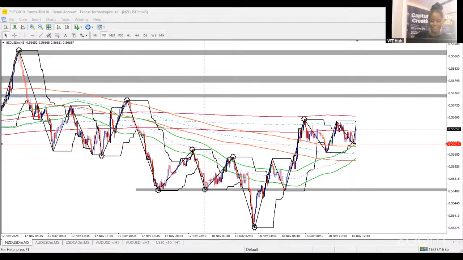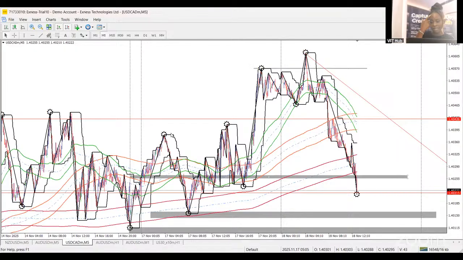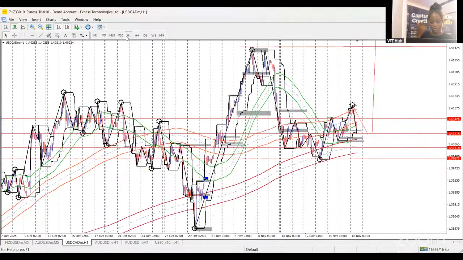Okay, so let us now look at what the market has done since this morning's analysis. We're going to start off with a quick look at what the asset classes AUD USD, NZD USD, and USD CAD have done before we now touch on indices to see if money has been made or if we're still waiting. So looking at USD CAD, this morning you see that the markup is still very much on the chart.